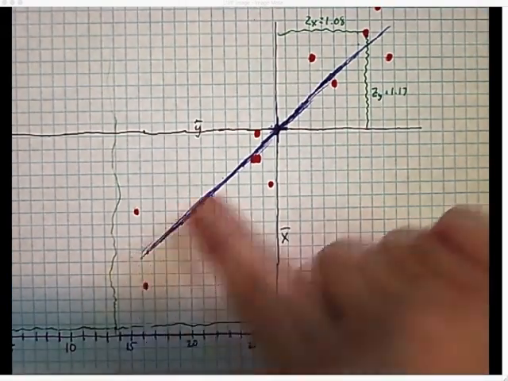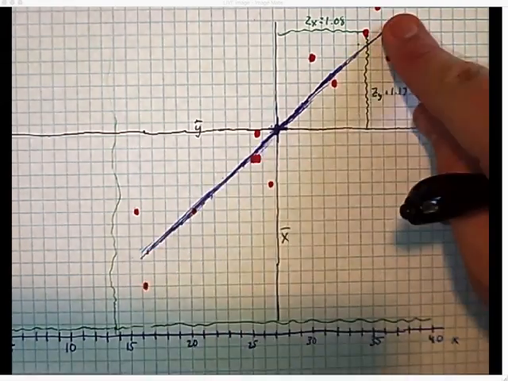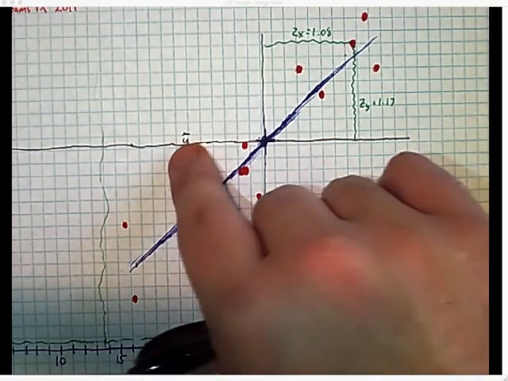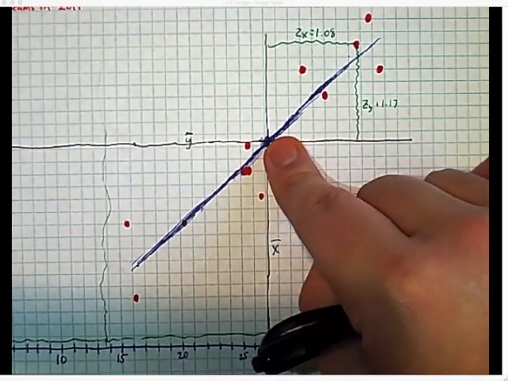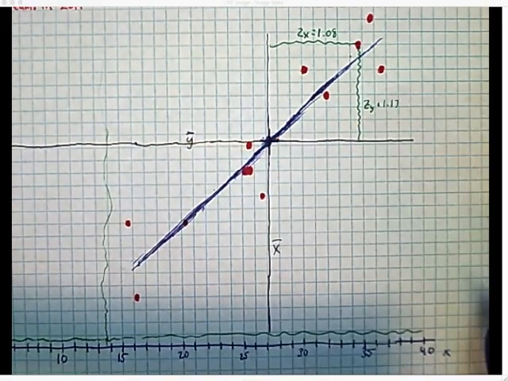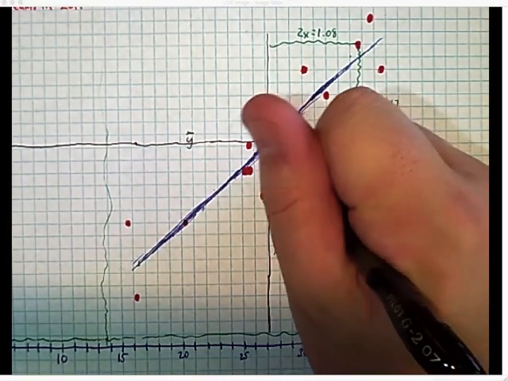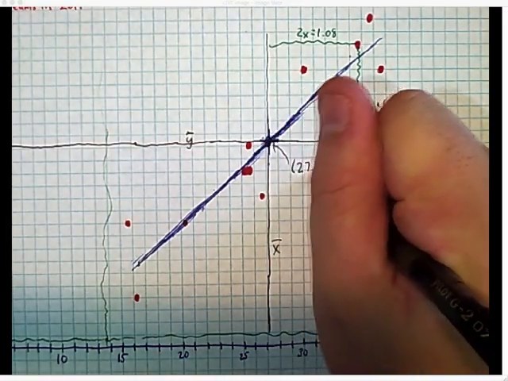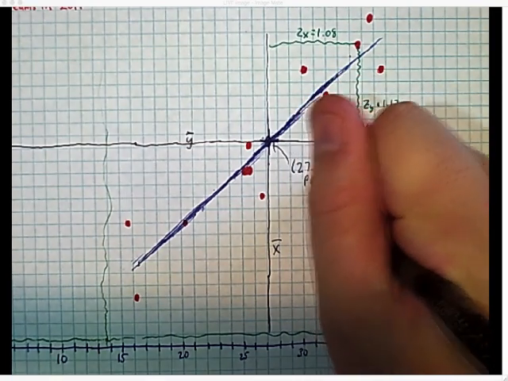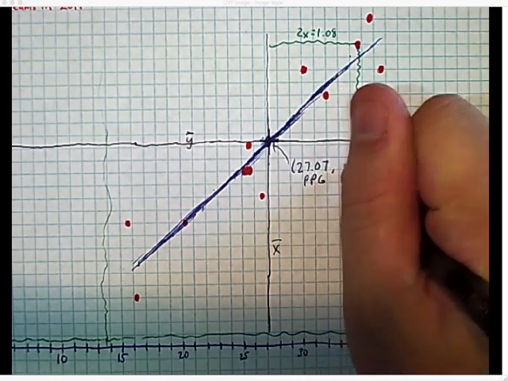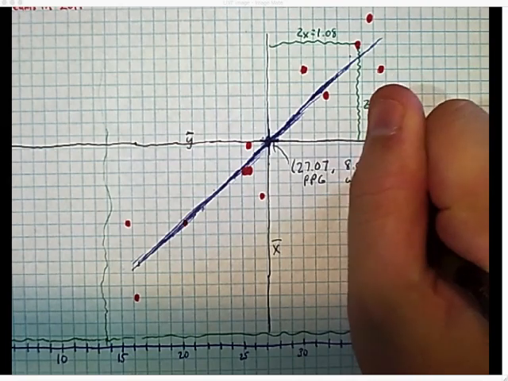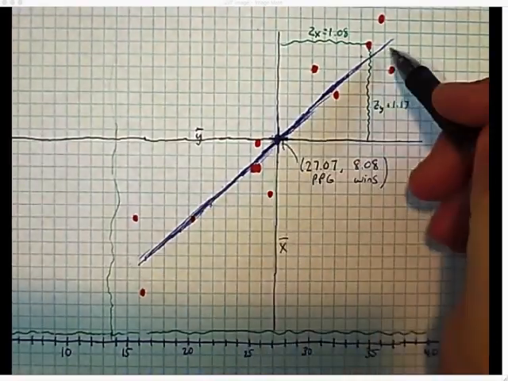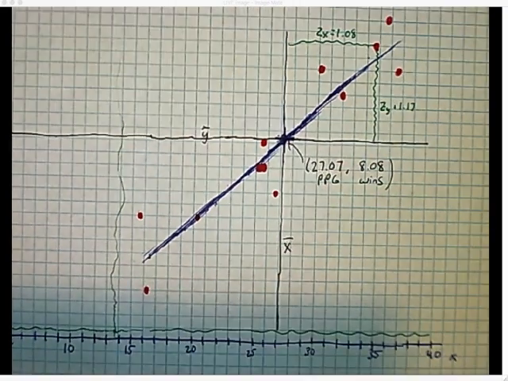And a good regression line, or a line of best fit, should go through the X bar, Y bar point, wherever that intersects. So on the graph, this X bar, Y bar point would be an average of 27.07 points per game and 8.08 wins. All right, and this imaginary line should go through it.